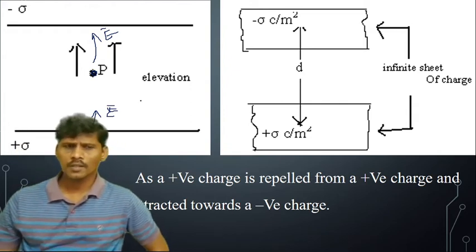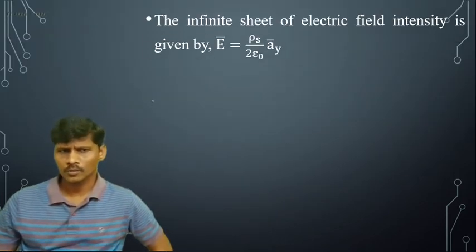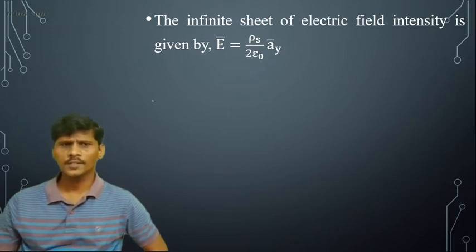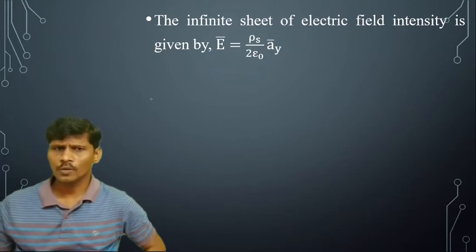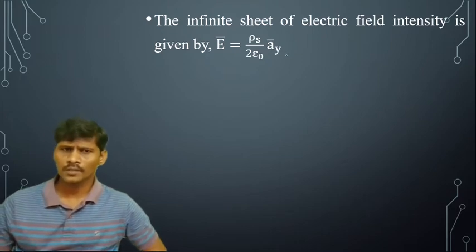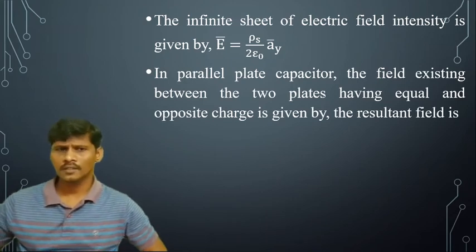In previous classes, we already calculated the electric field intensity due to an infinite sheet of charge. What is that expression? Electric field intensity due to an infinite sheet of charge: E bar is equal to rho s by 2 epsilon naught a n bar, where a n bar is the unit vector in the direction normal to the sheet.